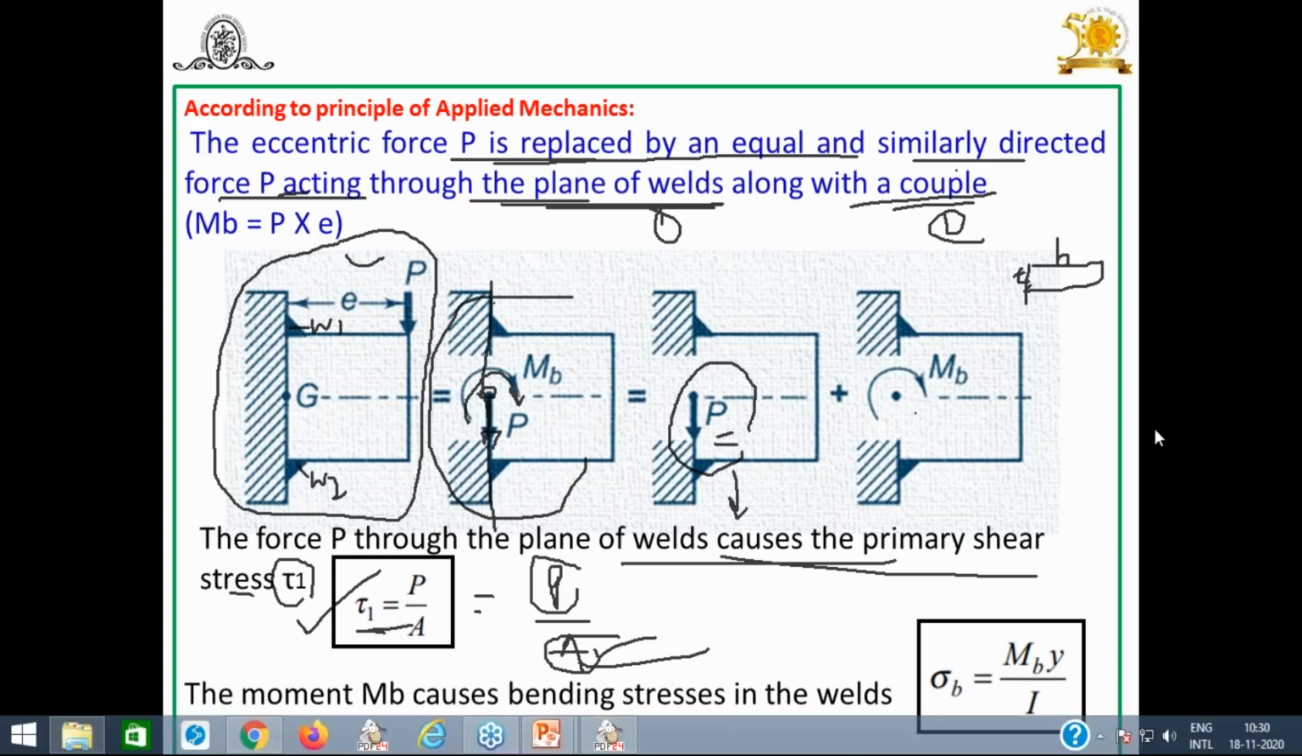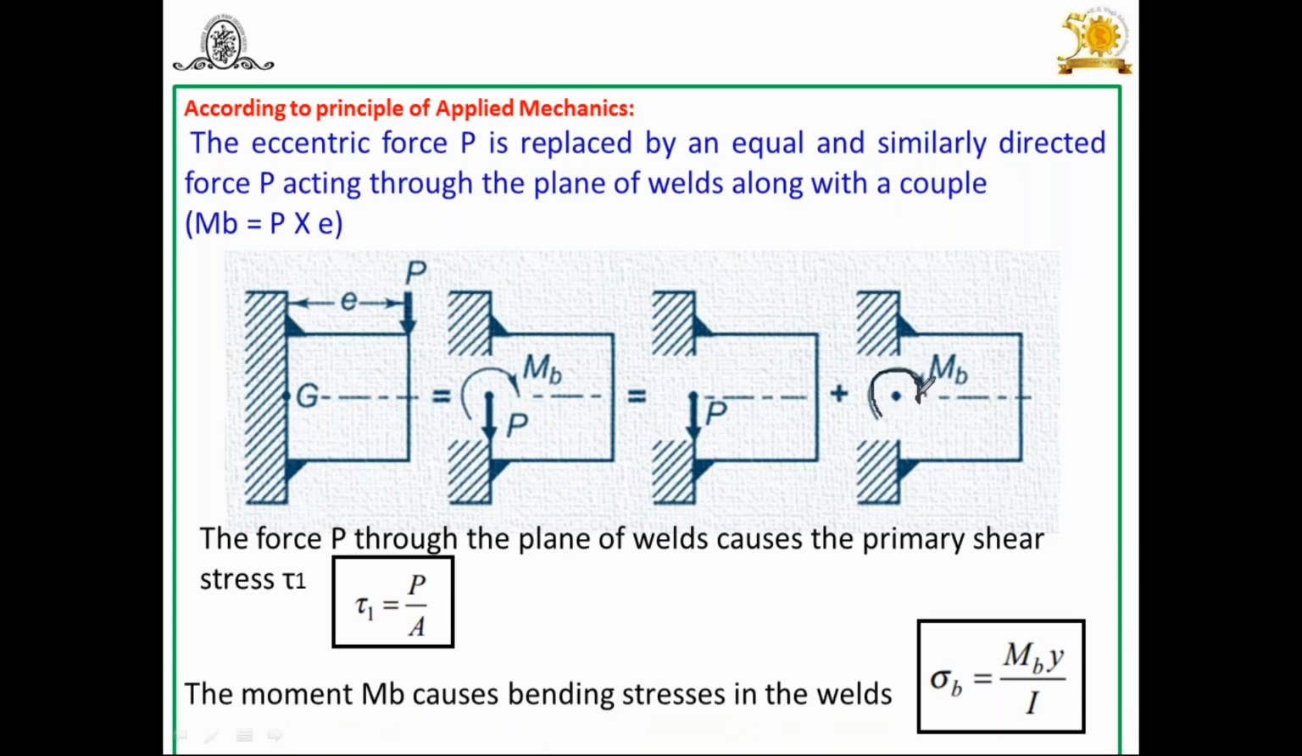But the second thing, because of this couple, again, what is going to happen? Bending stresses are going to be induced in the weld. Bending stresses, try to understand. And why bending stresses? Because fillet welds are used here at the end of plate 1 and plate 2, bending stresses are going to be induced in it. And these bending stresses are normal to the weld. How to find out this? Very well, the simple equation to find the bending stress: sigma B is equal to MB Y by I.